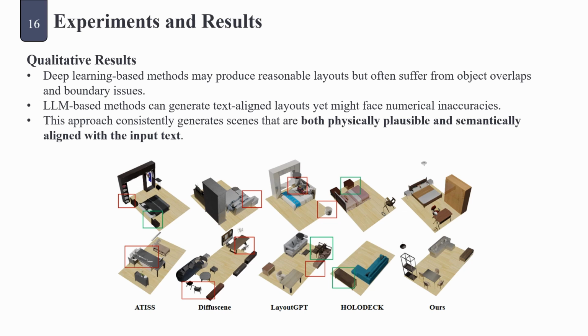Visual comparison reveals the strengths and weaknesses of different methods. Deep learning-based methods such as ATISS and DiffuScene can generate reasonable layouts but often suffer from object overlaps and out-of-bounds placement. LLM-based methods like LayoutGPT and Holodeck generate layouts that align with the text description, yet may encounter numerical inaccuracy. The proposed method consistently generates scenes that are both physically plausible and semantically aligned with the input text.